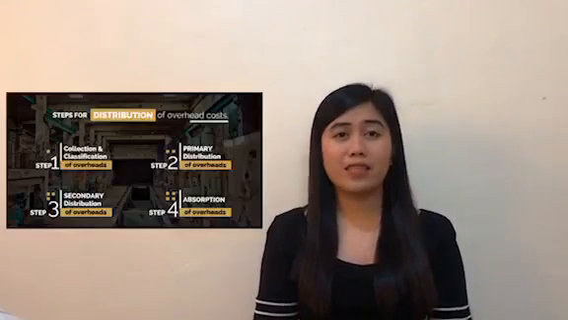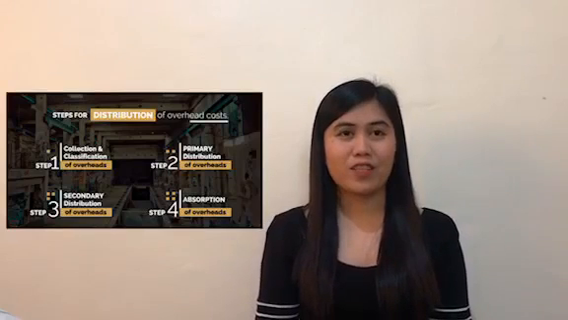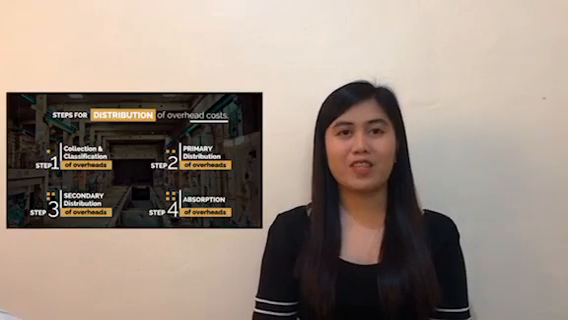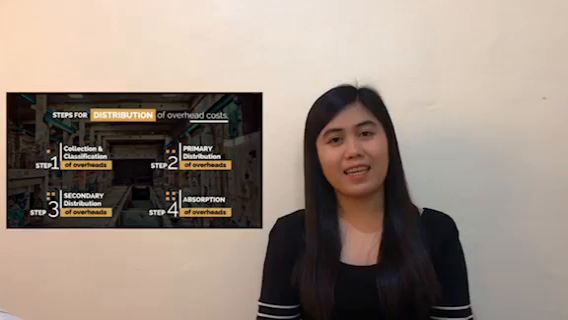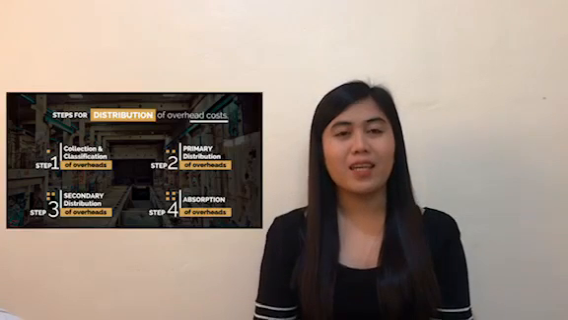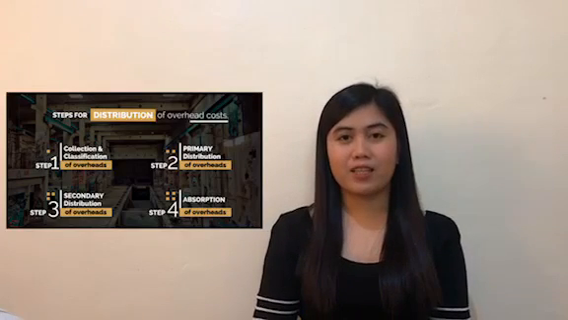Distribution of overhead costs is one of the most complex problems in cost accounting. A step-by-step procedure needs to be followed for distribution of overhead costs. So, we have 4 steps for distribution of overhead costs. First, collection and classification. Second is the primary distribution. And the third one is the secondary distribution. And lastly, absorption. Let us discuss the 4 steps one by one.